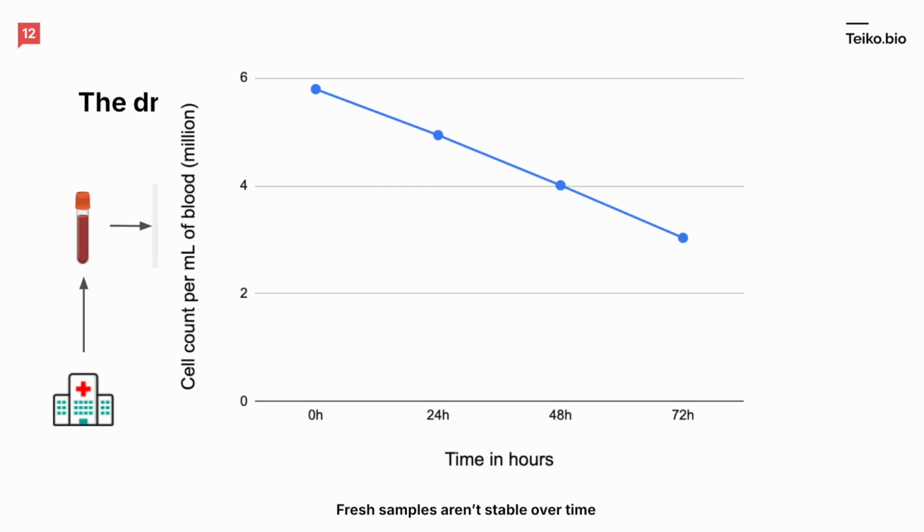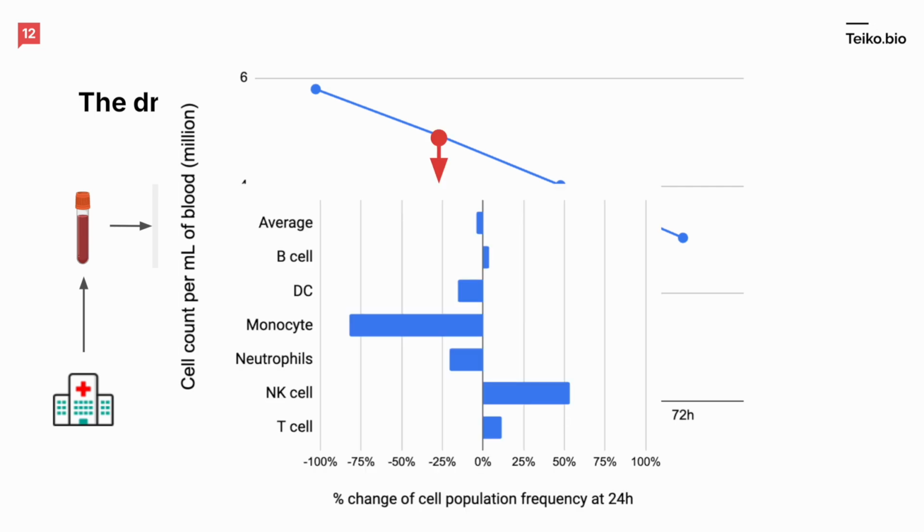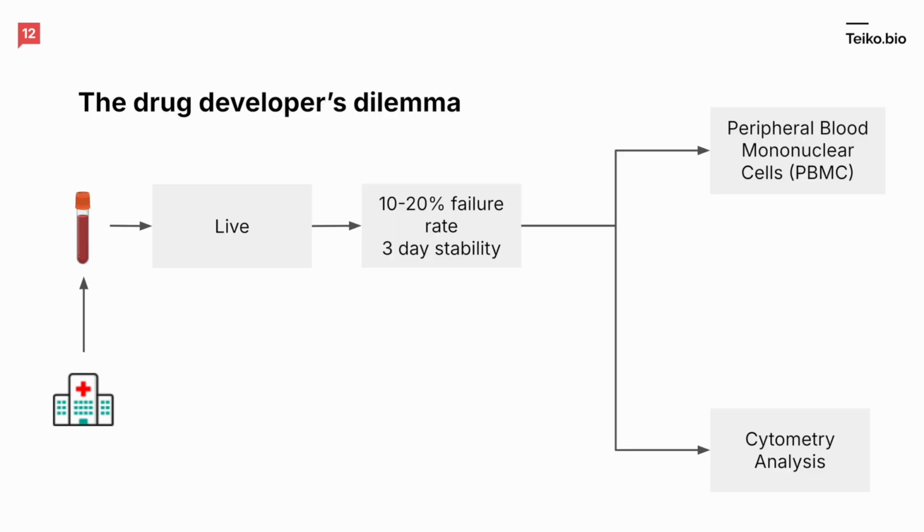And even looking at the 24-hour mark, the cell loss isn't uniform. For example, monocytes and NK cells degrade at different rates. So drug developers have been sold a bill of goods that a 23-hour sample and a 50-hour sample are equivalently the same. The problem is garbage in, garbage out. All of these downstream samples are used to create PBMCs or run quote-unquote live cytometry analysis.